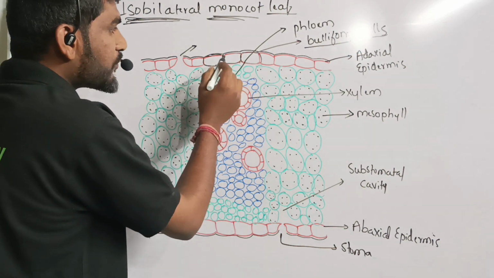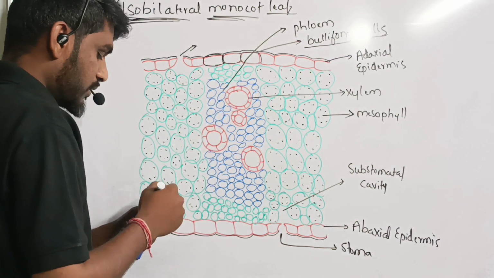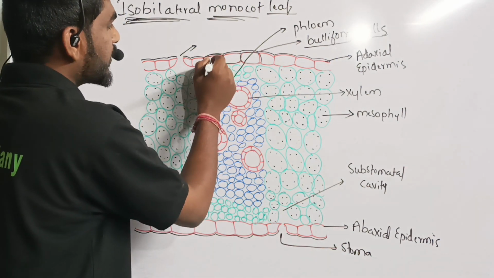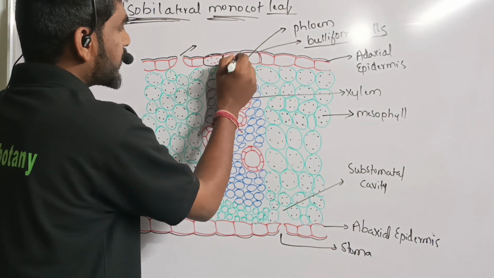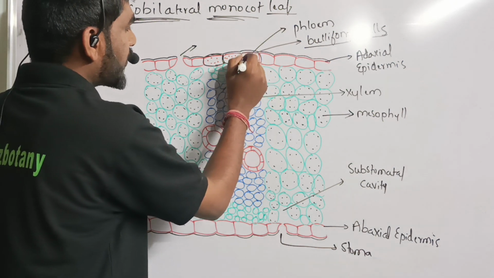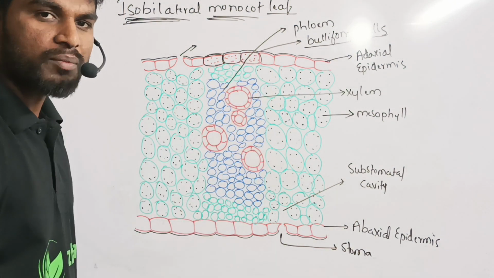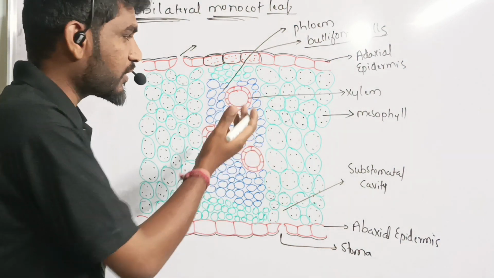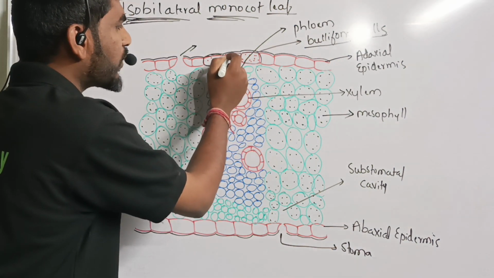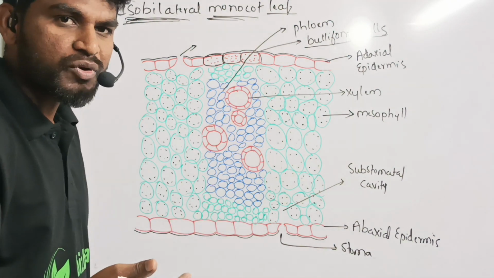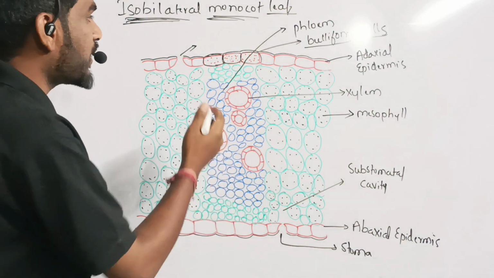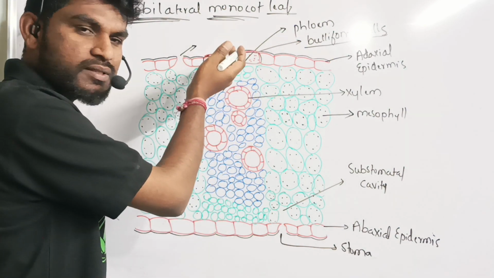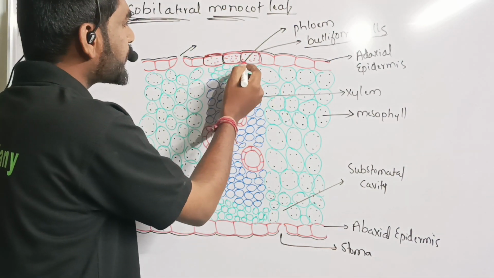When these bulliform cells absorb water molecules, they become turgid. What happens when they accumulate more water? They become turgid and are exposed to the sunlight.